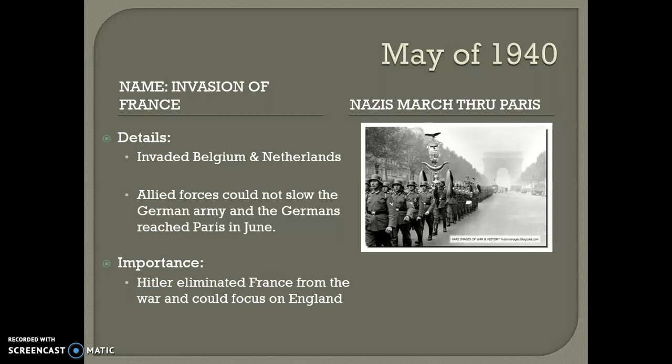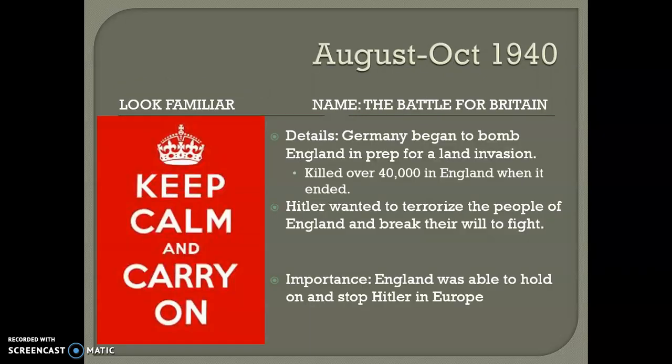So if he wanted to conquer Europe, he is super close. Speaking of, August through October of 1940, this is known as the Battle for Britain or Battle of Britain. All right, so basically, the deal is Germany has the intent of invading England at some point to end the fight in Europe. They take out England.